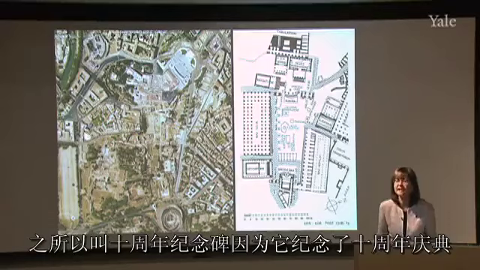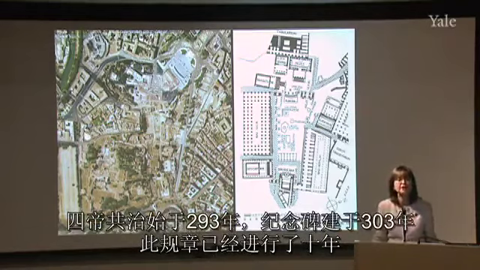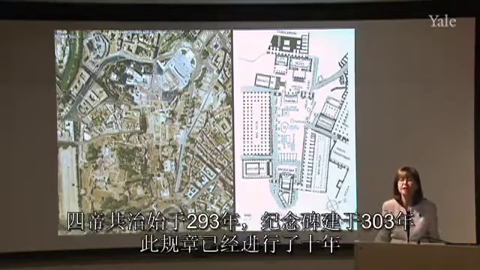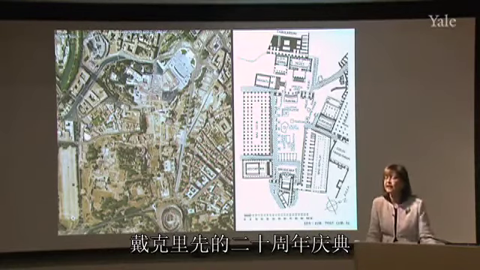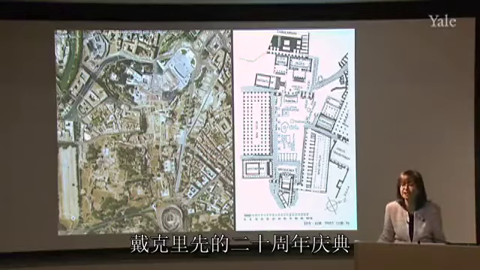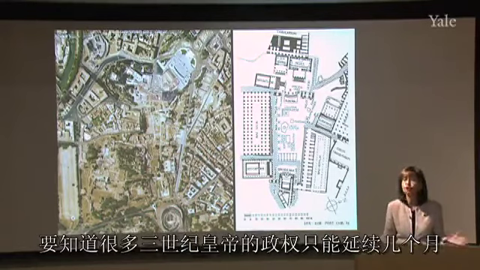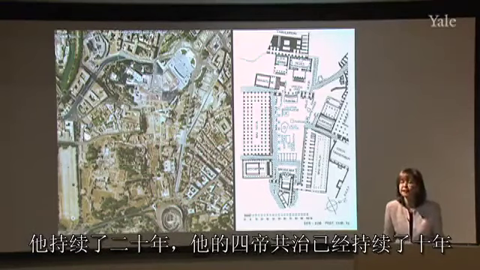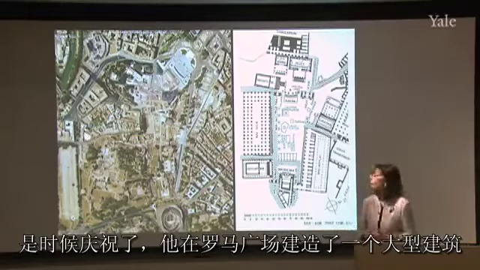it honors the decennalia, the ten-year rule of the Tetrarchy. The Tetrarchy was founded in 293. The monument is put up in 303, so ten years of rule. And it also honored the twentieth anniversary, the Vicennalia of Diocletian, because Diocletian had become emperor in 283. So he's lasted twenty years, which is extraordinary, considering some emperors of the third century only lasted a matter of months. He's lasted twenty years, and his Tetrarchy has lasted ten years. And it's time for a celebration, and he puts up a major monument in the Roman Forum.